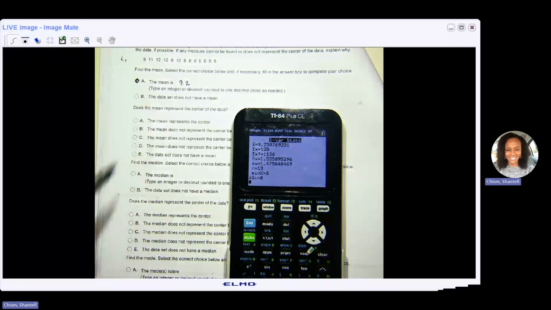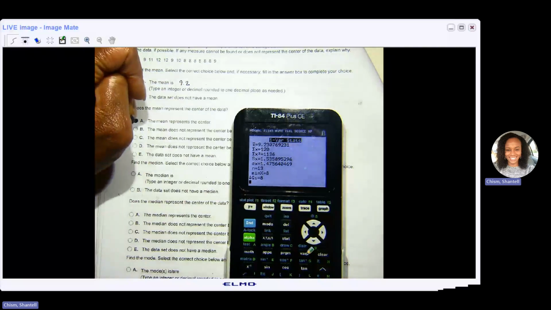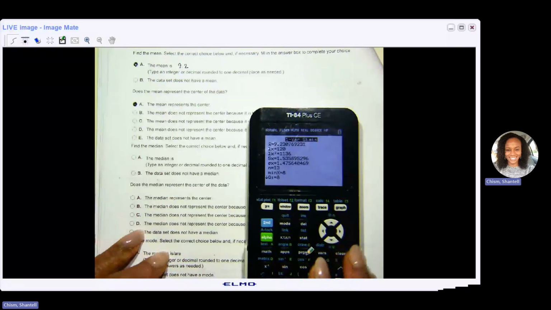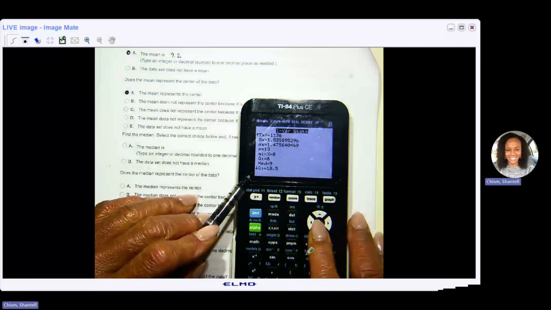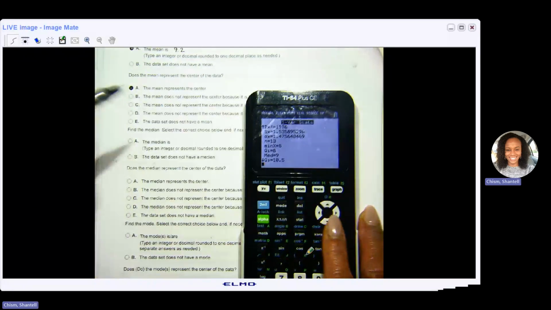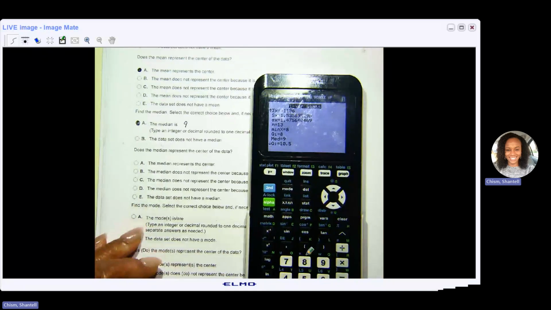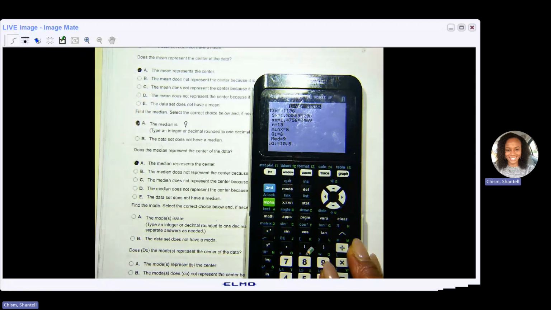And it says, does the mean represent center? Yes, the mean is always a measure of center, as is the median. Okay. To get the median, if you scroll down or use this arrow, you'll see median right there. The median is 9. So I'm going to select A there and then put 9 in that box. And it says, does the median represent the center? Yes, it is a measure of center. The mean and the median, these questions will always be yes.